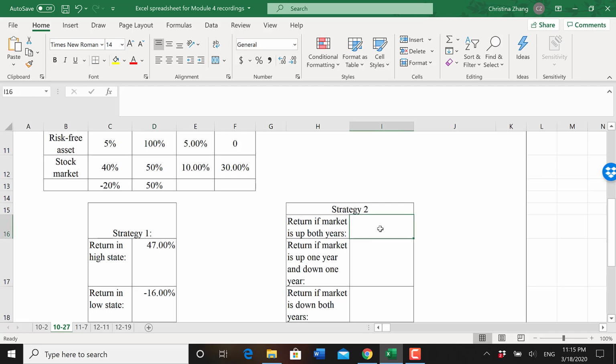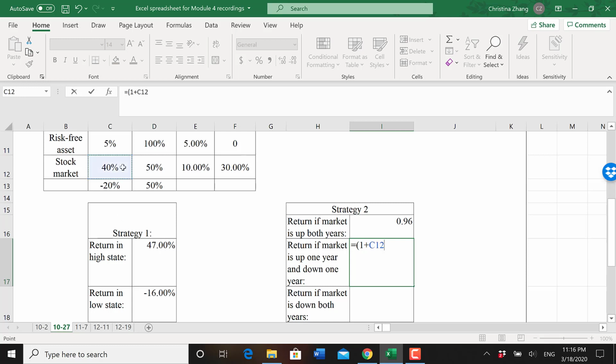So when you actually invest in the market for both years, then when it's up, you're going to have (1 + 40%)² − 1, because it's for 2 years, so you're going to have 0.96 return if the market is up both years. Now suppose the first year is up, so you have 40%, and the second year is down, so you have negative 20%, and then you minus 1.